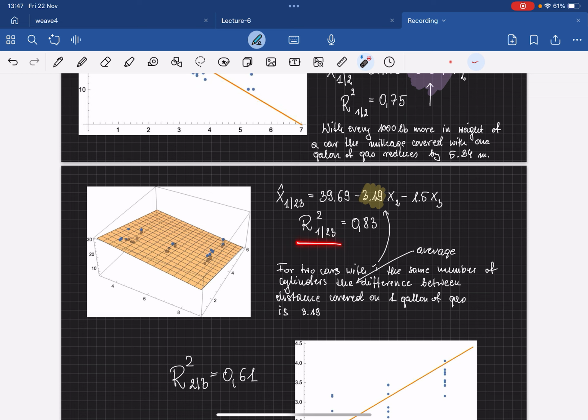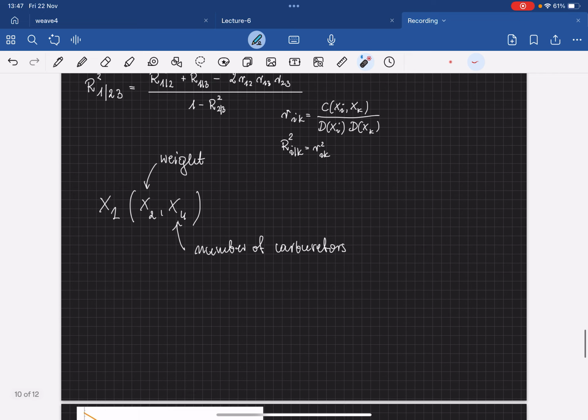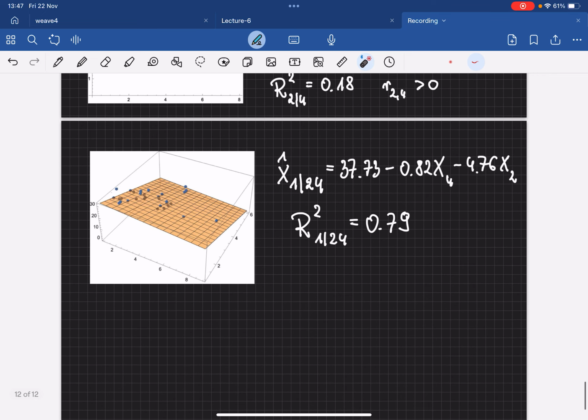Okay, so here we can say that the differences in fuel consumption between cars with different number of cylinders and different weight account for 83% of the variability of the fuel consumption, and the differences between cars with different number of carburetors and different weight account for 79% of the whole variability of the fuel consumption.